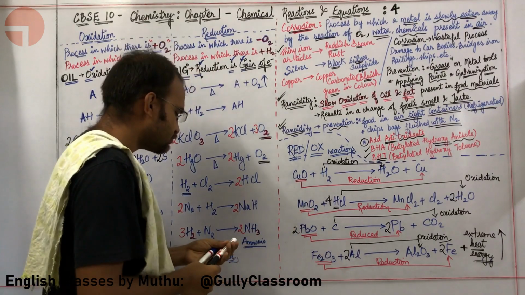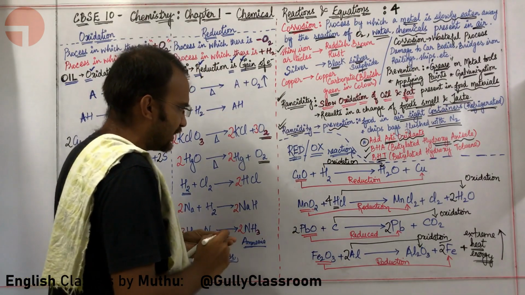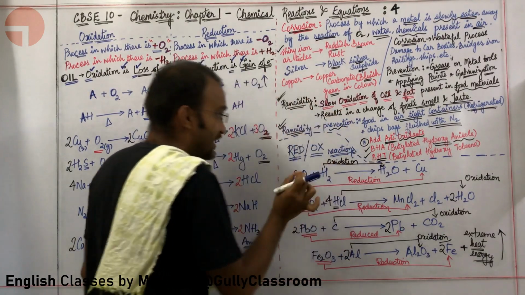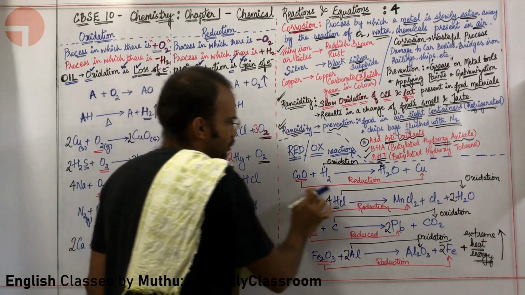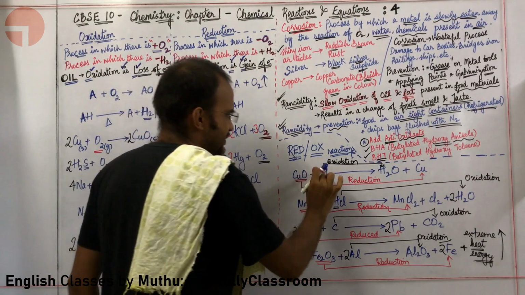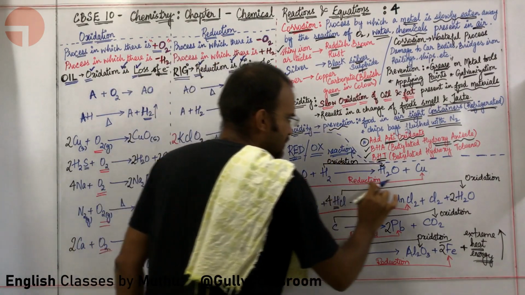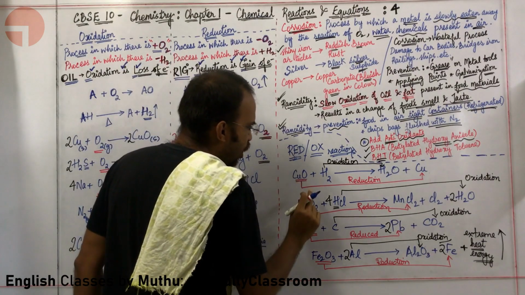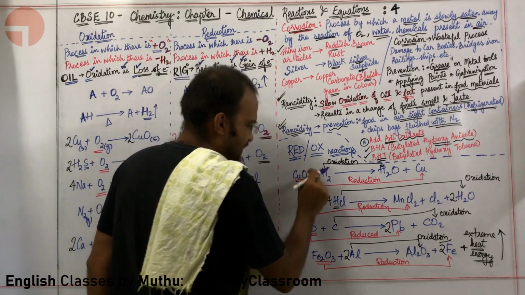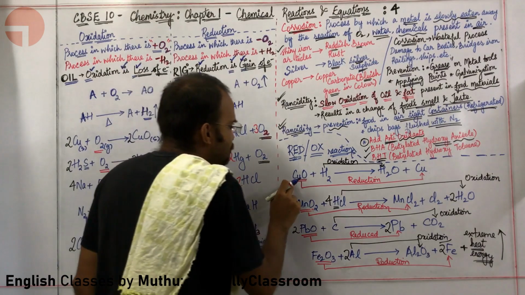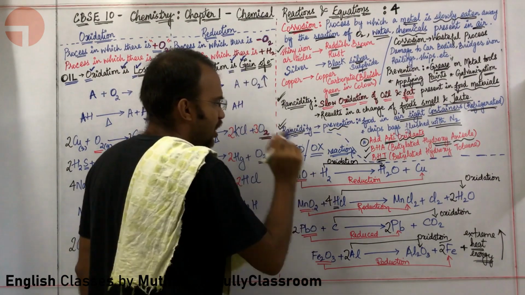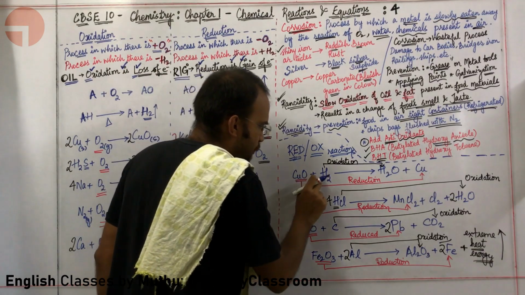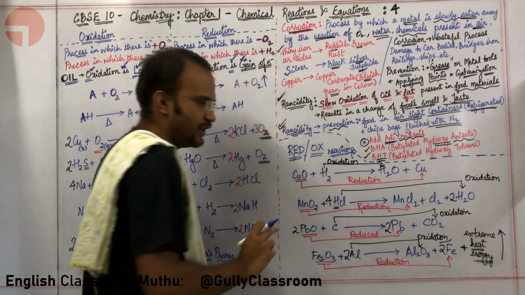Look here. What is happening? Oxidation is happening to hydrogen. Reduction is happening to copper oxide. Okay. Now, because CuO was added to hydrogen, oxidation is happening. So CuO is helping hydrogen for oxidation.